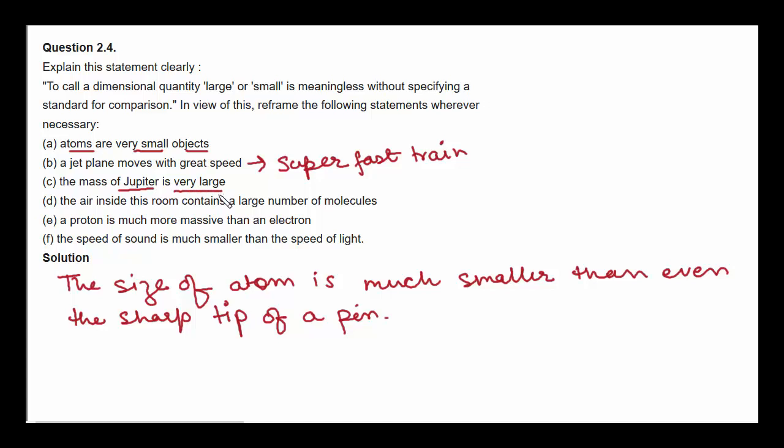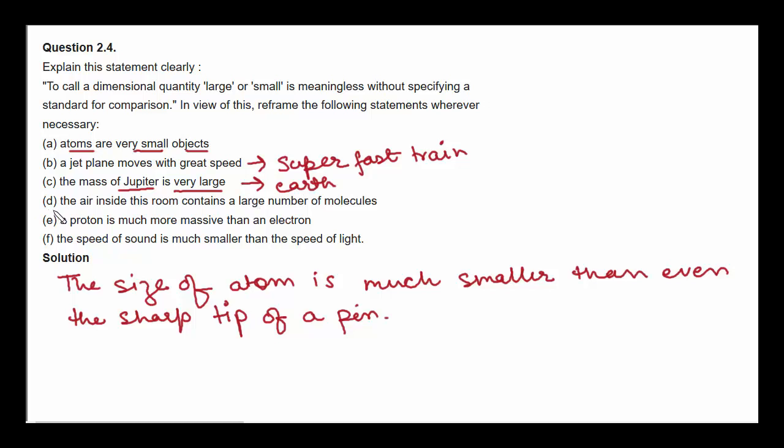Now, the third statement is: the mass of Jupiter is very large. Again, this statement is incomplete. We are stating that the mass of Jupiter is very large, but we have not talked about the comparison. In comparison to which object, which planet, are we comparing the mass of Jupiter? So, the correct statement could be: the mass of Jupiter is very large compared to that of Earth. So here, while writing the statement, you can compare the mass of Jupiter with that of the Earth.